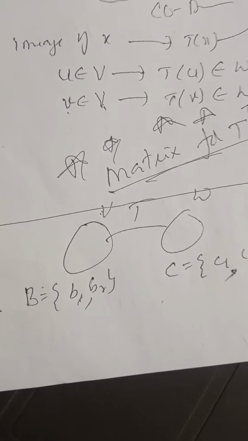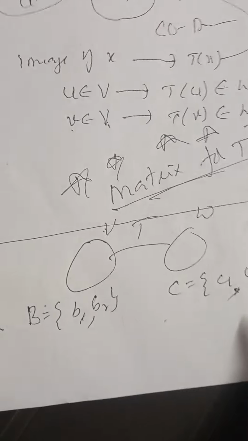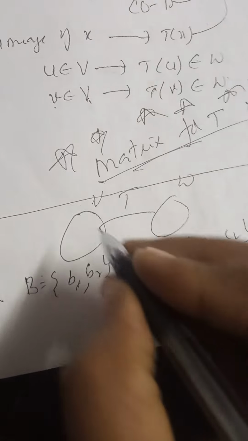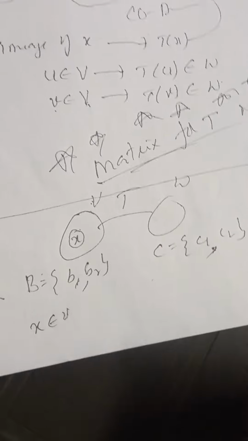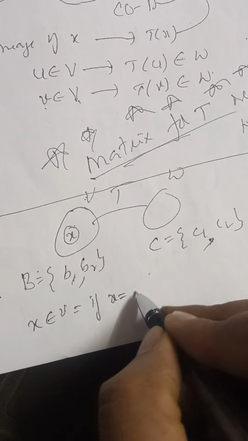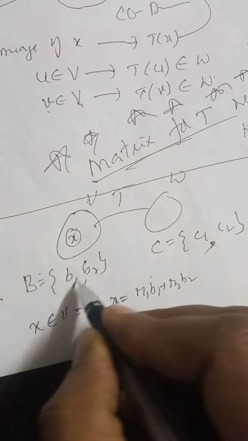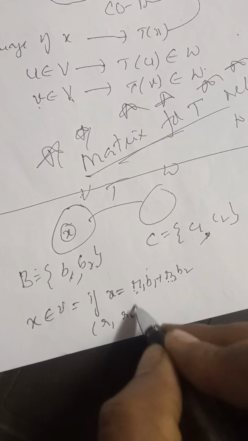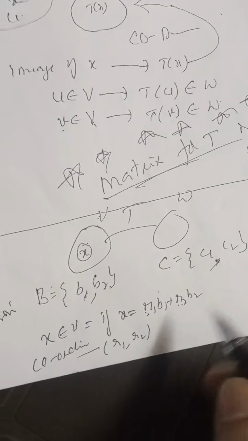Now you have to read the problem clearly. Which one is basis for which one? Now here B is a basis for V and C is a basis for W. Okay. Now I am choosing a vector in V. X is any vector in V. Now if X is equal to R1 into B1 plus R2 into B2, because there are two elements, I am taking two scalars. Now these scalars R1 comma R2 are called coordinates, right?